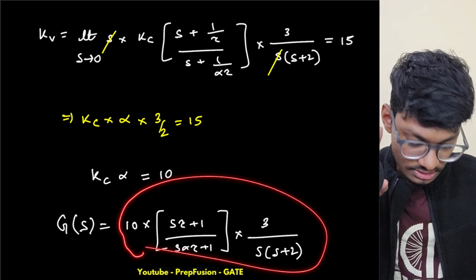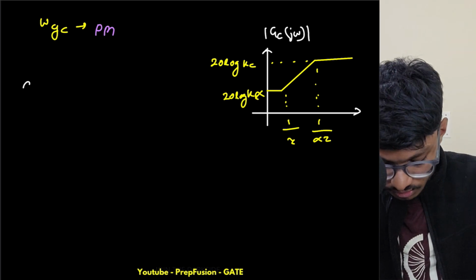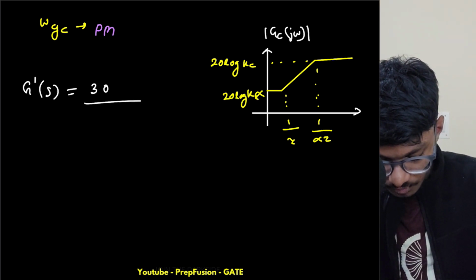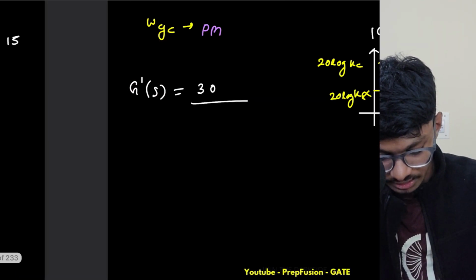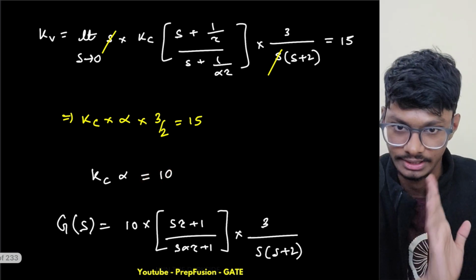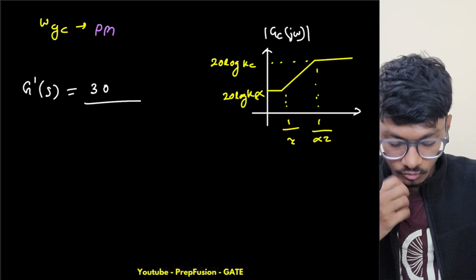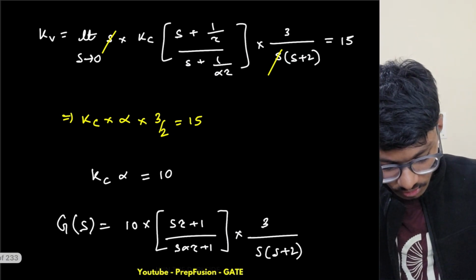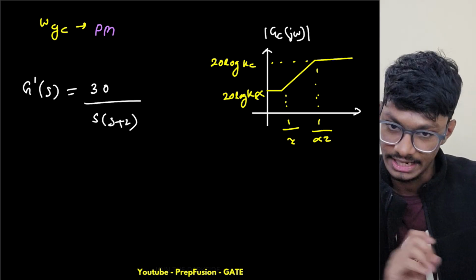Now if I put this equation, let me write a few things. First, let me take a new G dash of s, which is 30 upon... Kc alpha is this, right? That's why I took this 30 here, because Kc alpha is 10. So I'm taking the 10. That is fine, because that is known to us. But these things are not known to us, I will talk about that, just hold on a second. 30 upon s into s plus 2. I'm naming this as G dash of s.